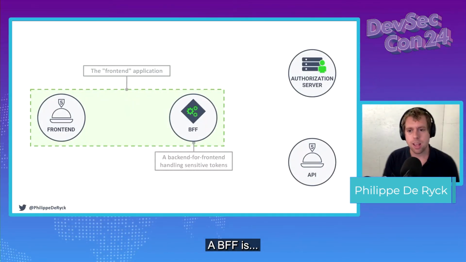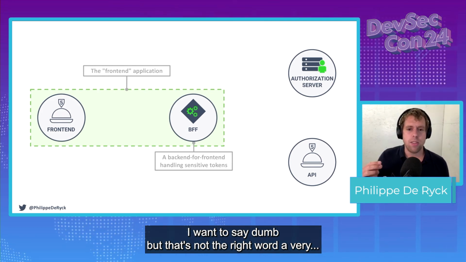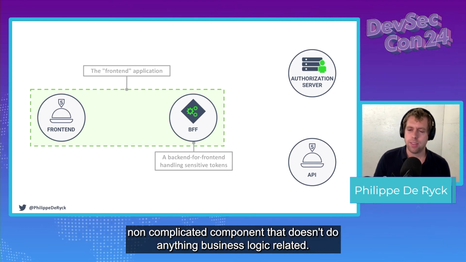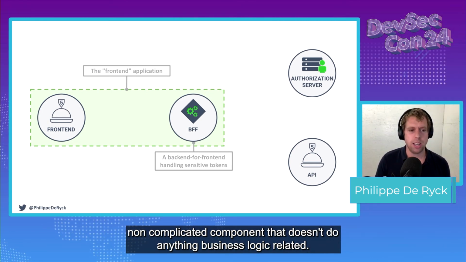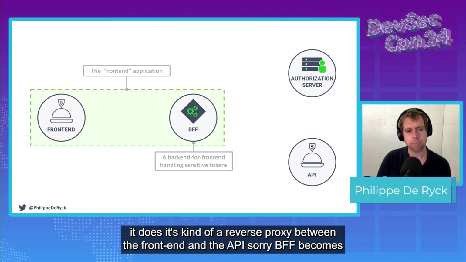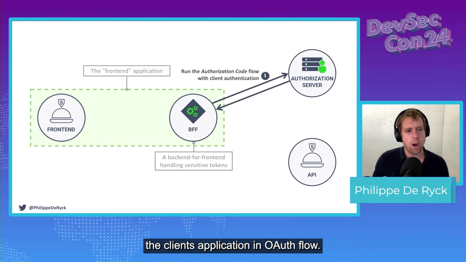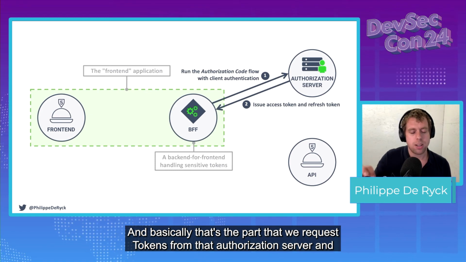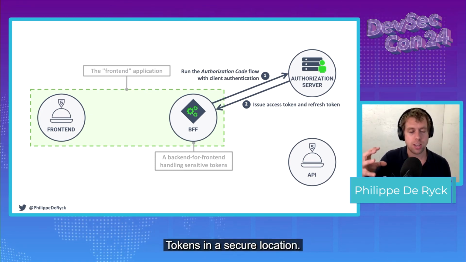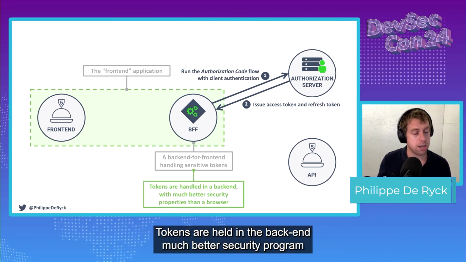And a BFF is a, I want to say dumb, but that's not the right word, a very, very non-complicated component that doesn't do anything business logic related. The only thing it does, it's kind of a reverse proxy between the frontend and the API. So our BFF becomes the client application in an OAuth flow. So that's the part that will request tokens from that authorization server and keeps those tokens in a secure location. Tokens are handled in the backend, much better security properties than in the browser.